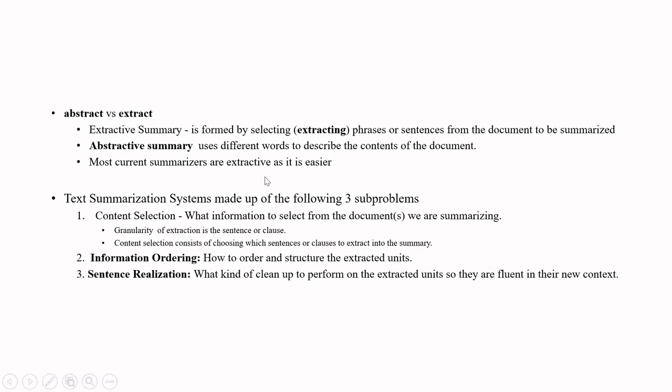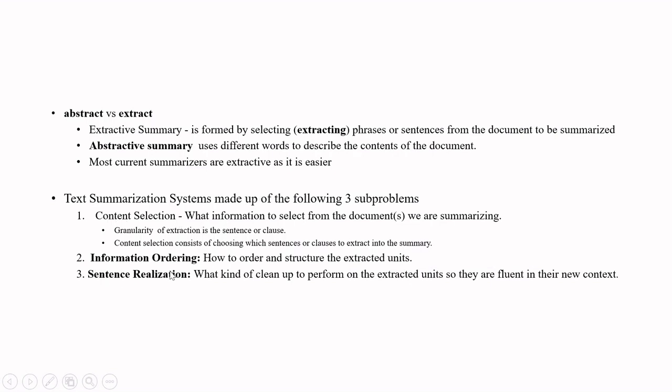Now, summarization systems can be divided into three subproblems. The first task is content selection, which is what information is to be selected for summarizing. What are the important ideas? What are the important sentences to be selected and put in the summary? Here the granularity of extraction is either a sentence or a clause. Mostly, it is the sentences which we are selecting. Okay, so content selection consists of choosing which sentences or clauses to extract in the summary. From the big document, we select a certain set of sentences for the summary, and that is content selection.